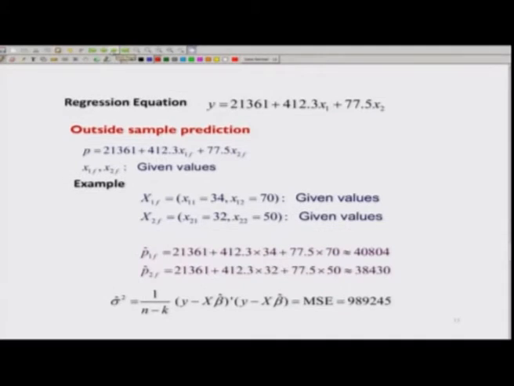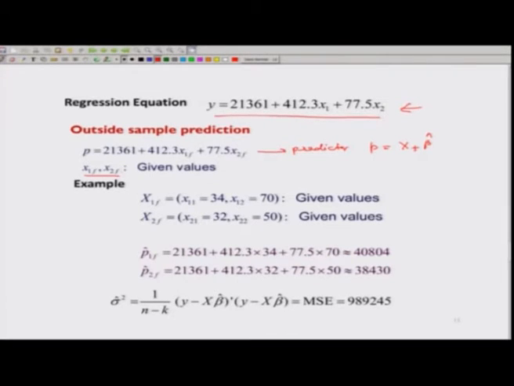Okay. Now next, we consider the outside sample prediction. So, remember that this was our regression equation that we had obtained earlier, and our predictor was like this, means P is equal to xf beta hat. Right. Now, the values of xf are given to us, and since we have only two variables x1 and x2, I need two values x1f and x2f to forecast the value of y.